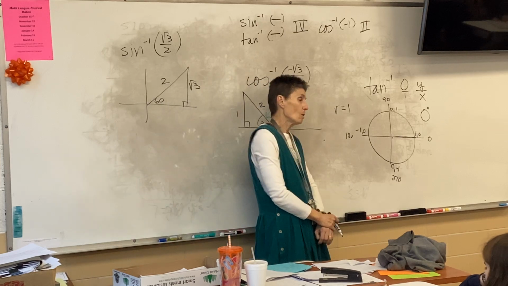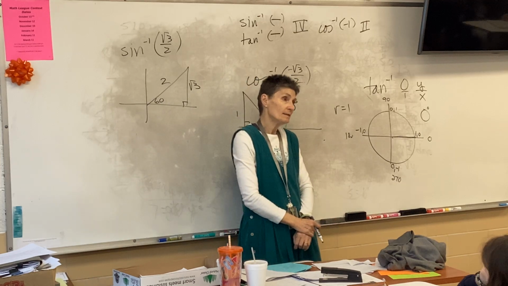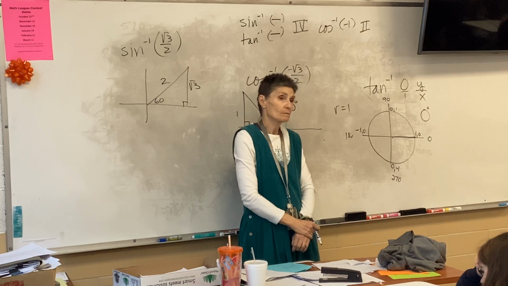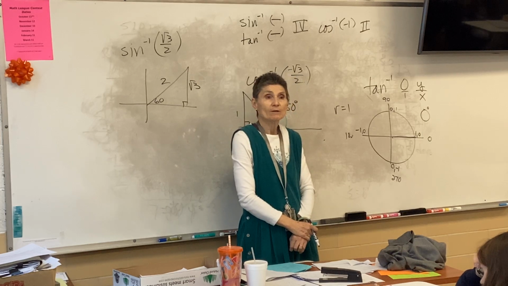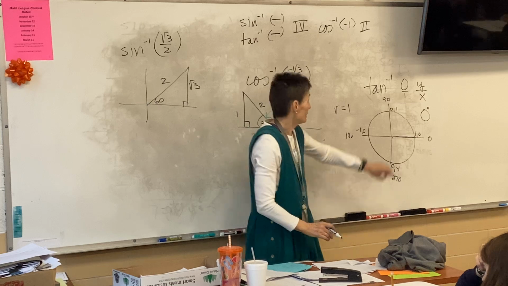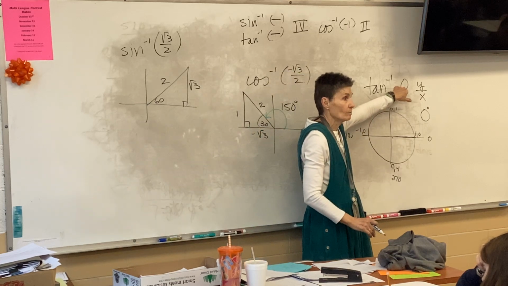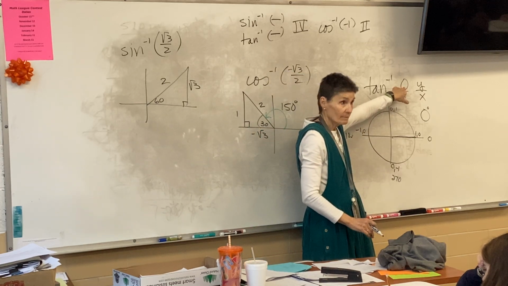How did I know I needed a circle? Because there is no triangle that has opposite 0. Right?